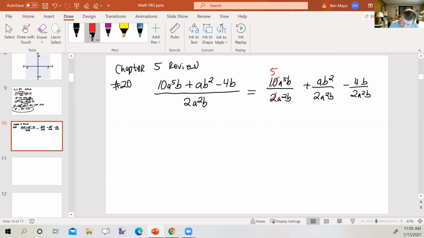10 over 2 is 5. A to the 5th over a squared is a cubed. And b over b is just 1. So we end up with 5a cubed.